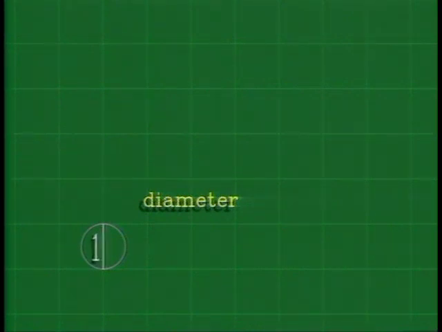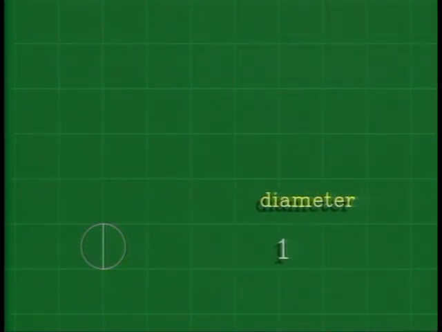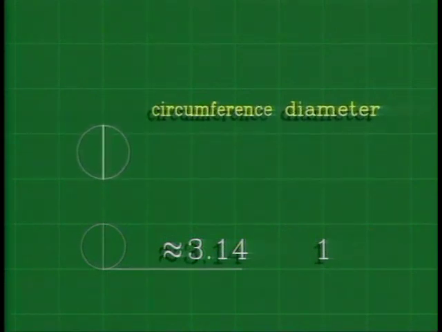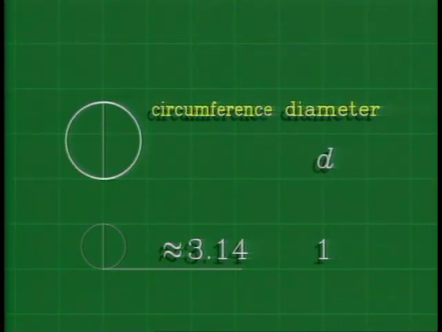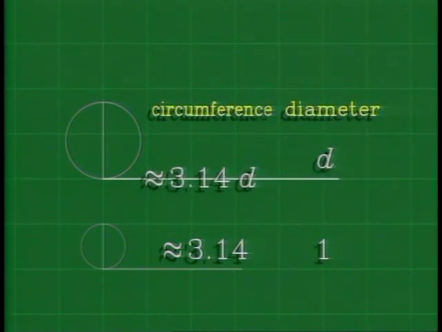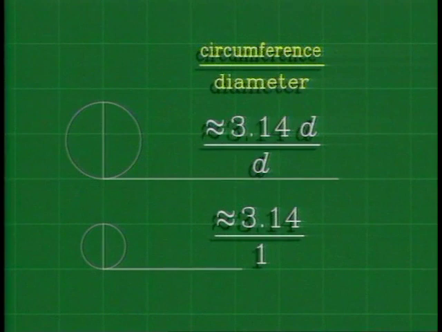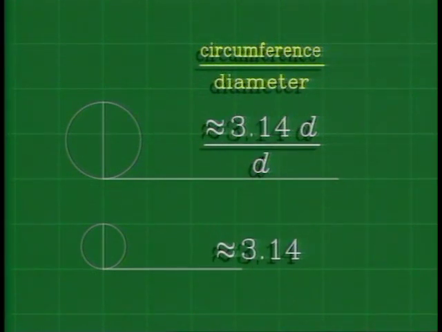Let's apply this idea to a circle of diameter 1. Its perimeter, also called its circumference, is about 3.14. Scaling by a factor d gives us a similar circle whose diameter is d. And the circumference is multiplied by d. The ratio of circumference to diameter is the same for all circles, large or small.